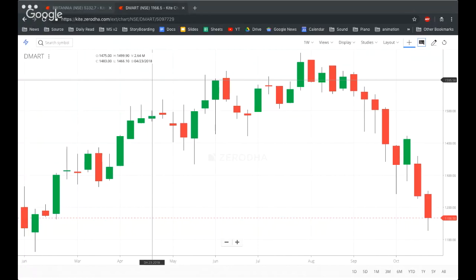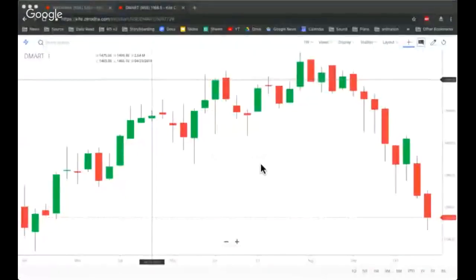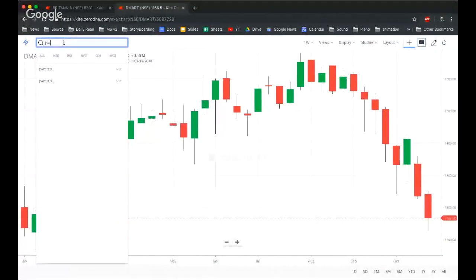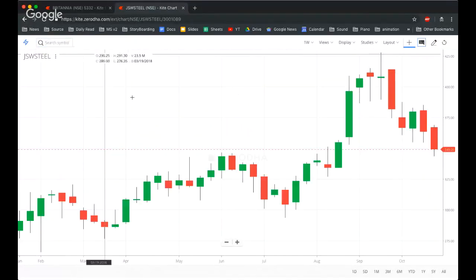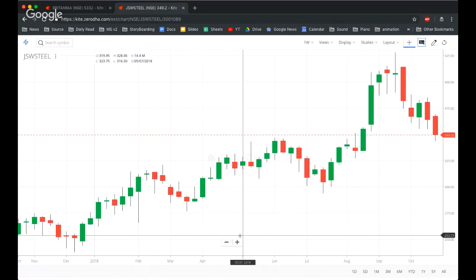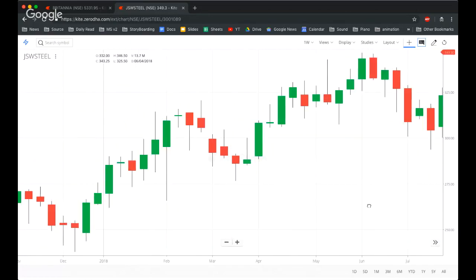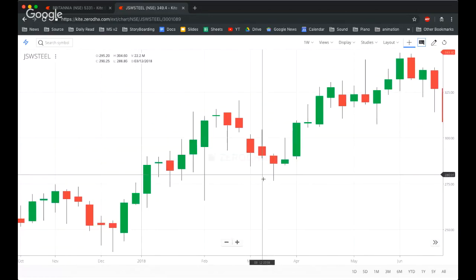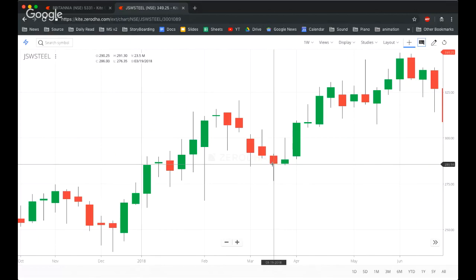Okay, so JSW Steel is the next example. Now here's the question. Is this a hammer? Can everyone please give me a vote? Is this a hammer? Yes or no? Just say yes or no, and I'll know whether you think this is a hammer or not. It has a small wick on top, and that's fine.